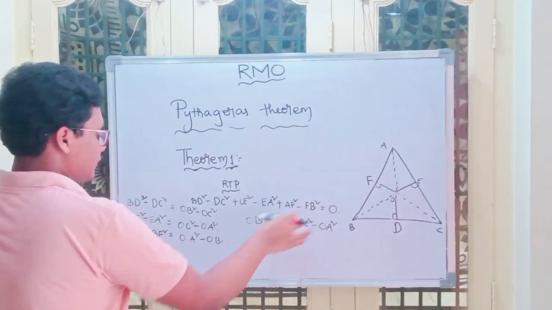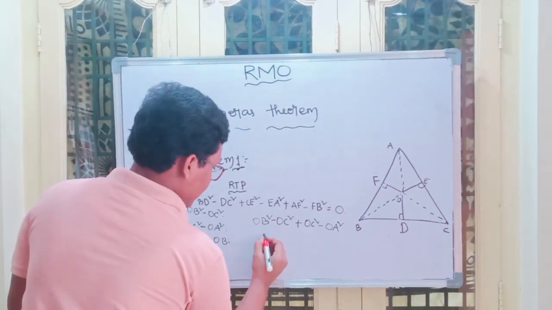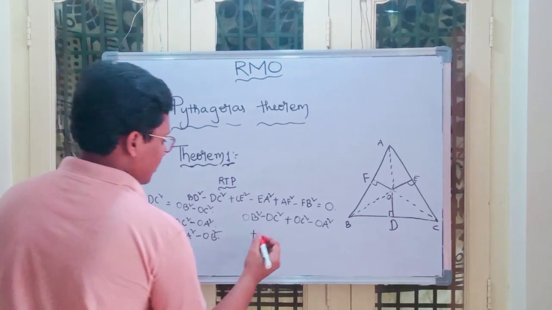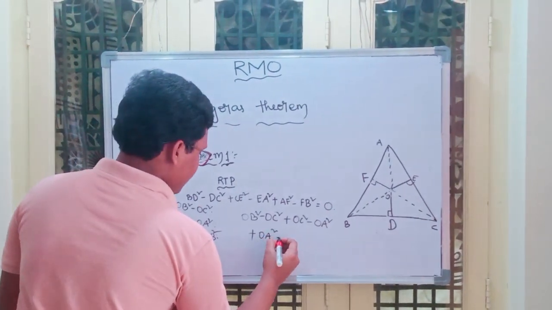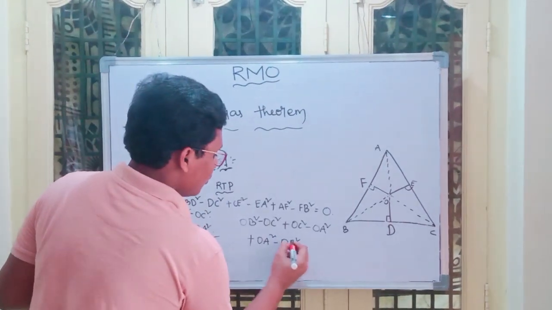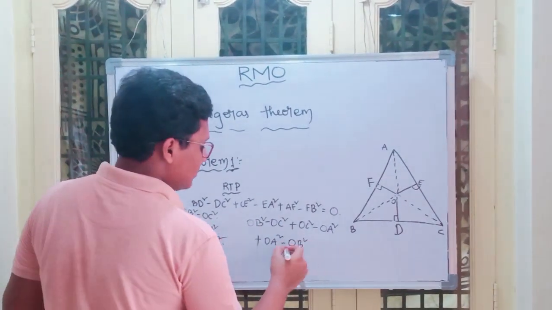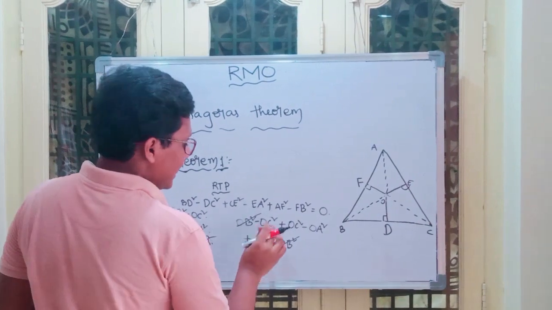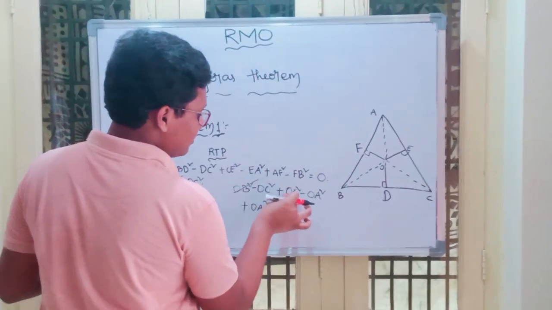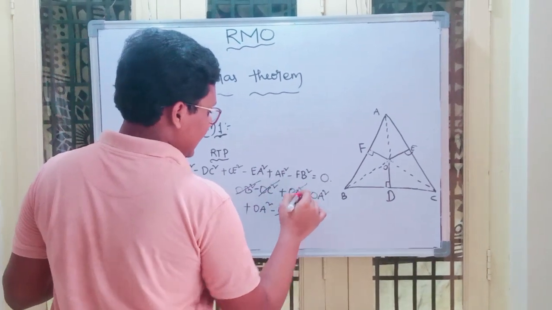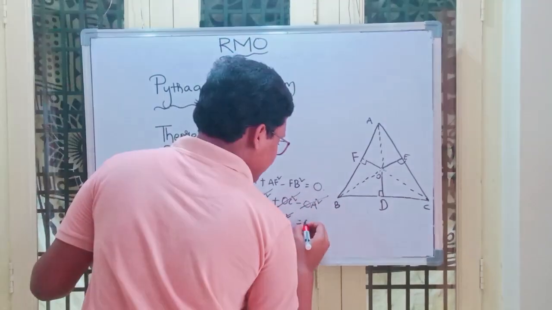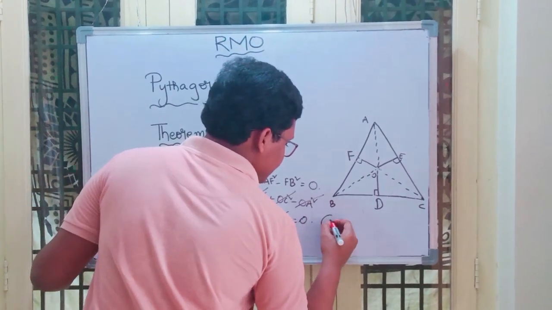And in place of AF square minus FB square, we will substitute OA square minus OB square. So OA square minus OB square. In this, OB square and minus OB square will get cancelled, and OC square minus OC square plus OC square will get cancelled, and OA square minus OA square gets cancelled, which is equal to 0. Hence proved.